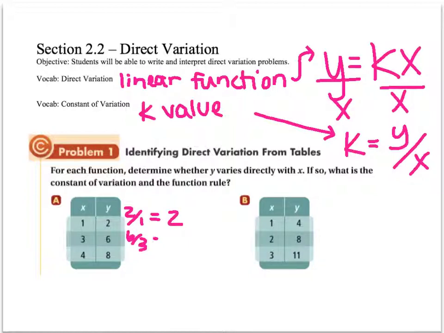6 divided by 3, your constant, again, is 2. 8 divided by 4, your constant is 2. So your k value is the same for all 3 sets of ordered pairs. That means this is a direct variation.